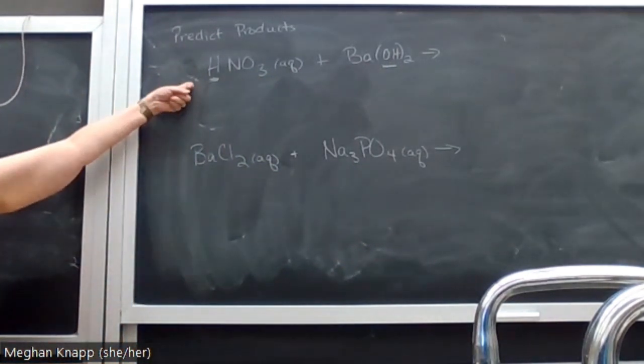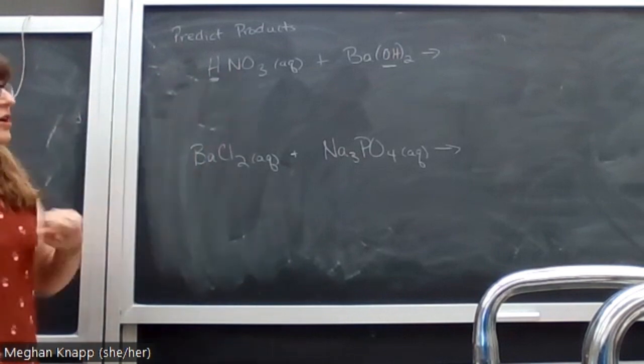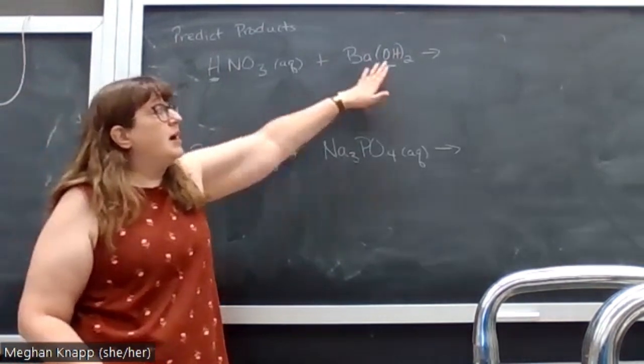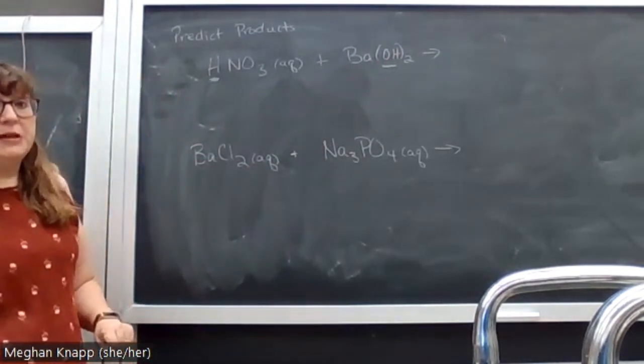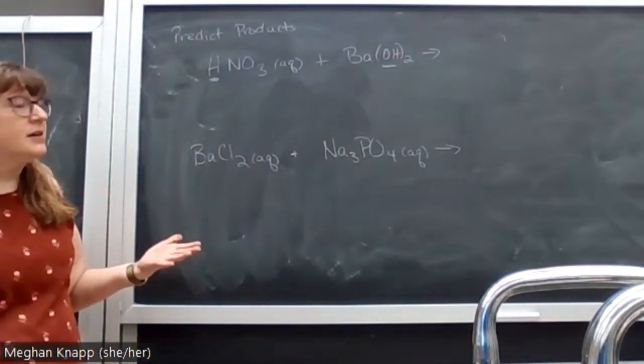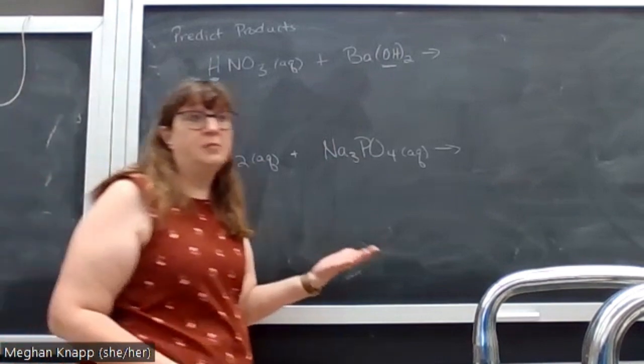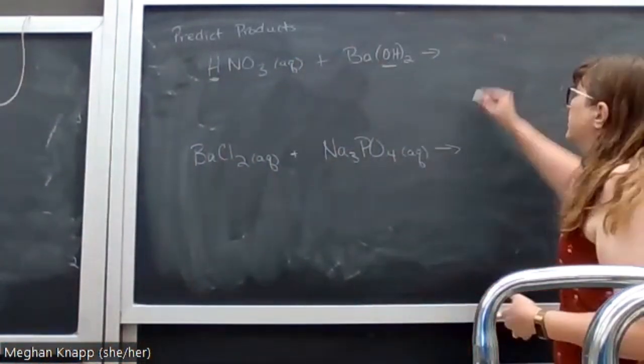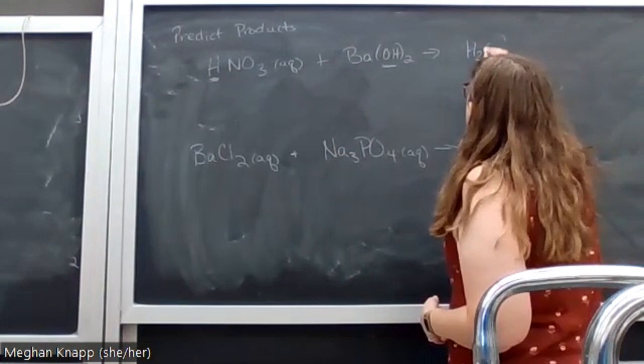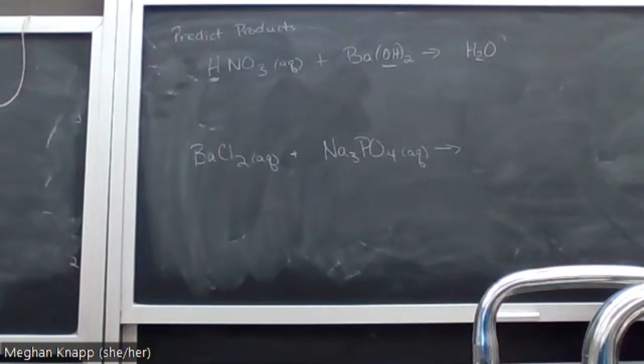What's the name of this acid? Nitric acid, because we've got nitrate there. And then this is barium hydroxide. So for double displacement, one of the products of an acid-base neutralization is going to be what? Water. Okay, so we're just going to go ahead and put down water. And then the other ions are going to get together. They're going to form a salt, which is, remember, just another way of saying an ionic compound.